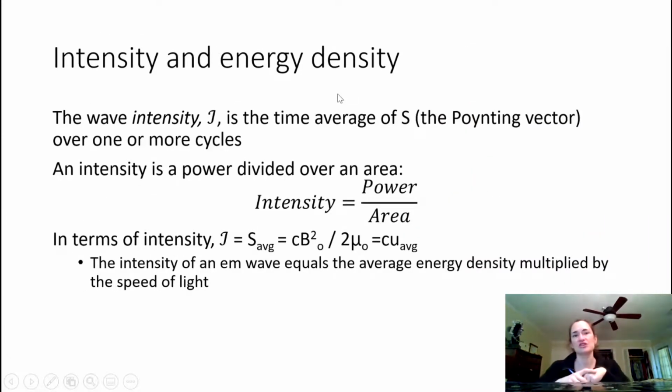But if you take the average value of S over time, then that's equal to the intensity of the wave. And remember that we define an intensity as a power divided by an area. And the intensity is equal to the average value of the Poynting vector, which is equal to c times the energy density. Okay? All right.